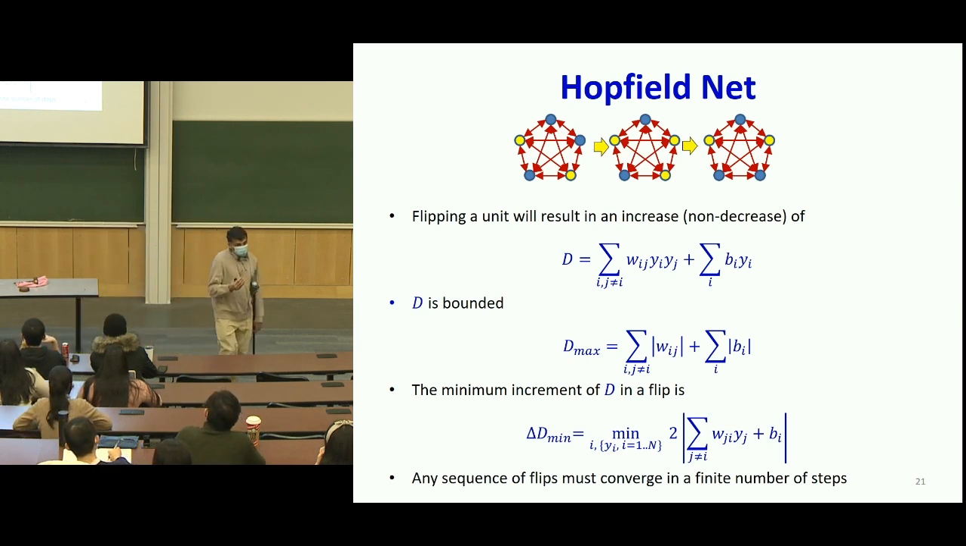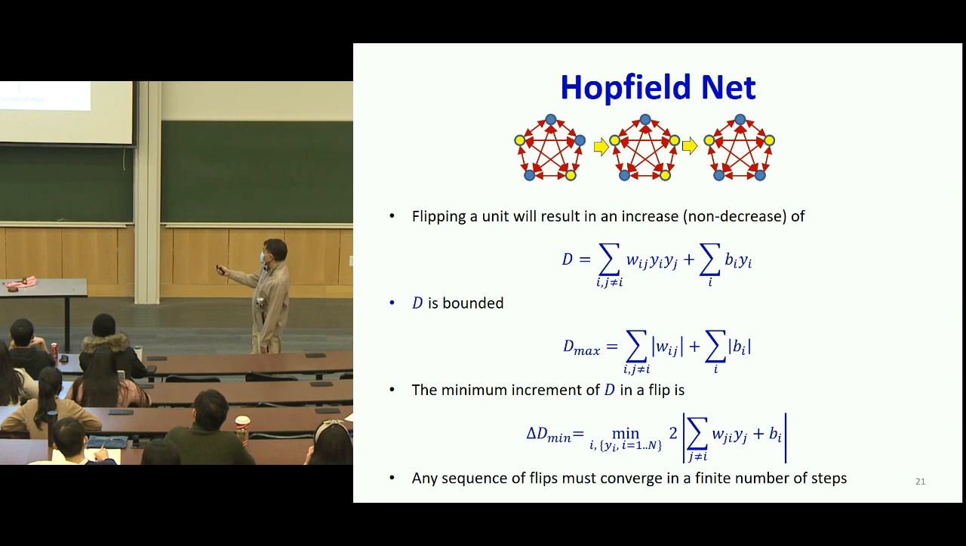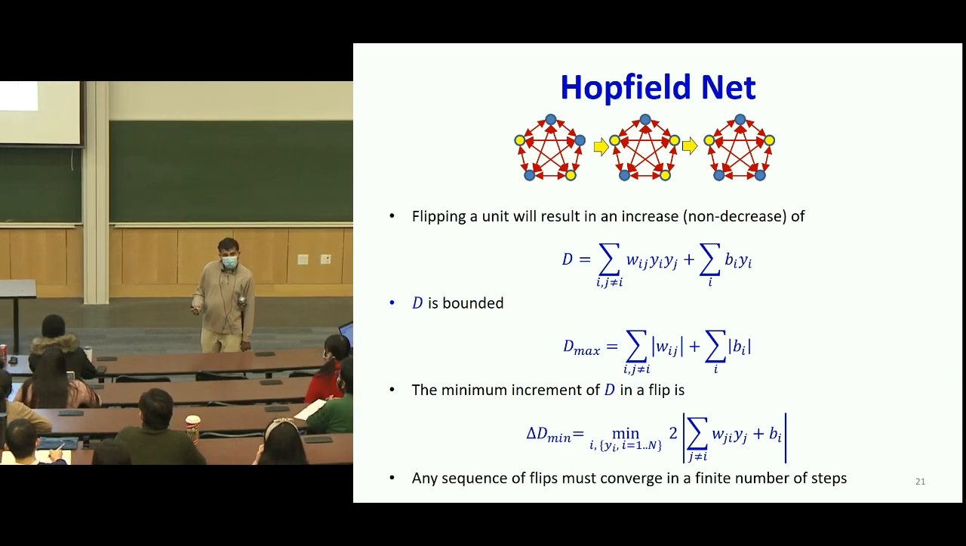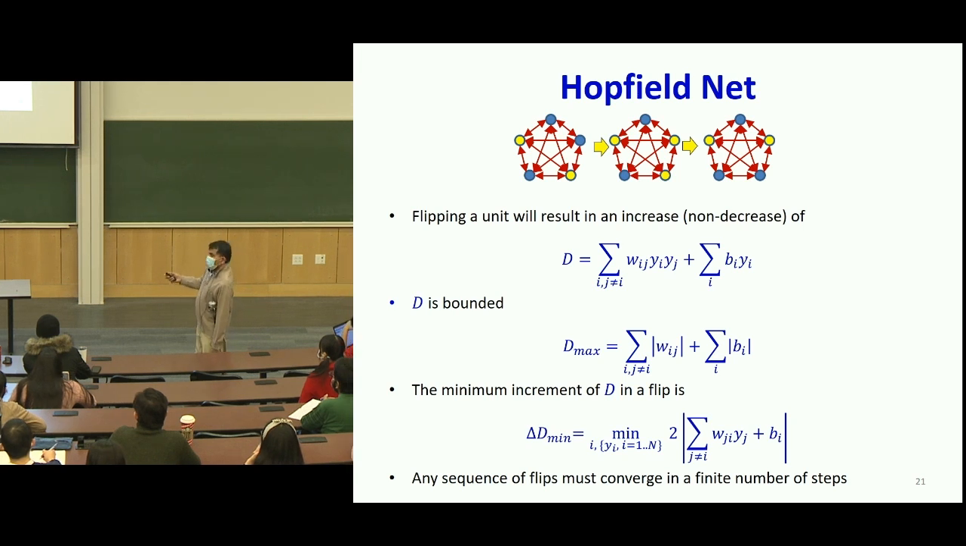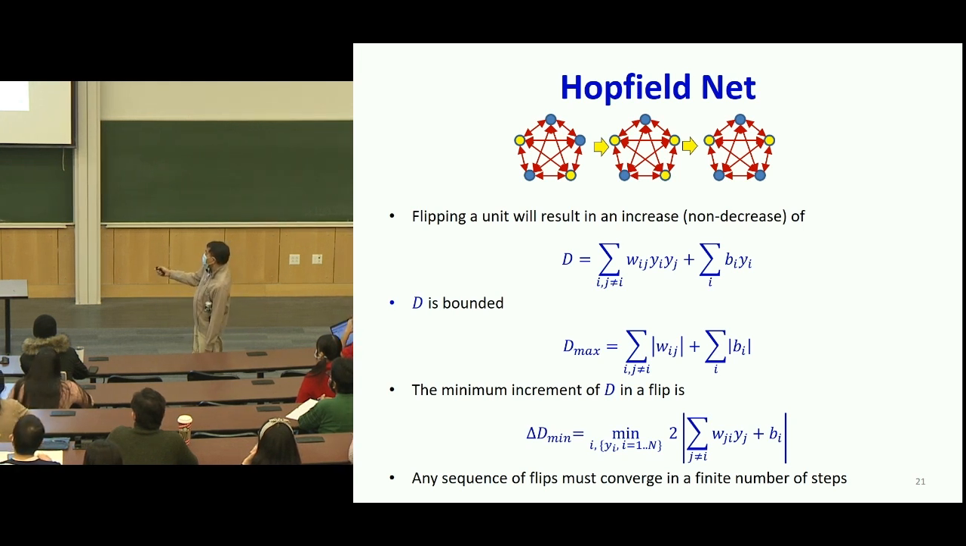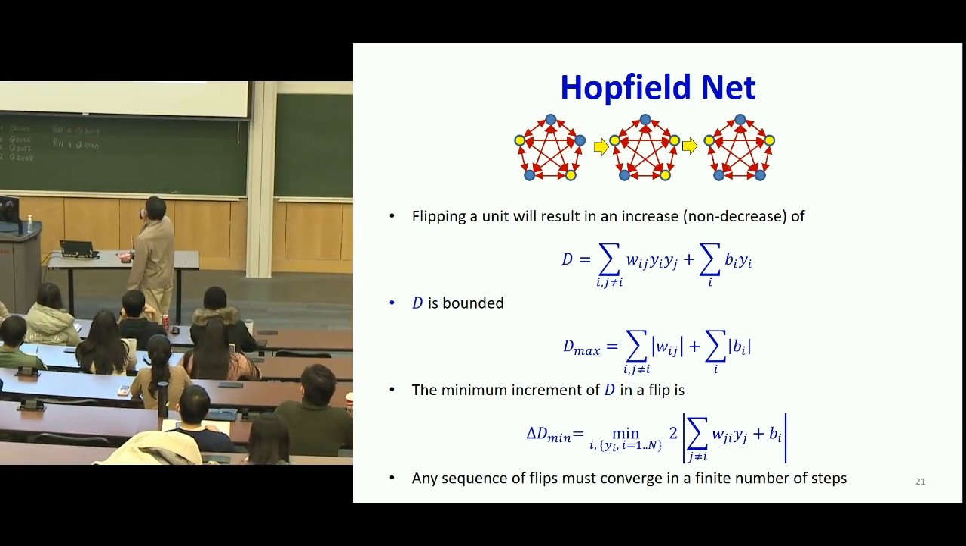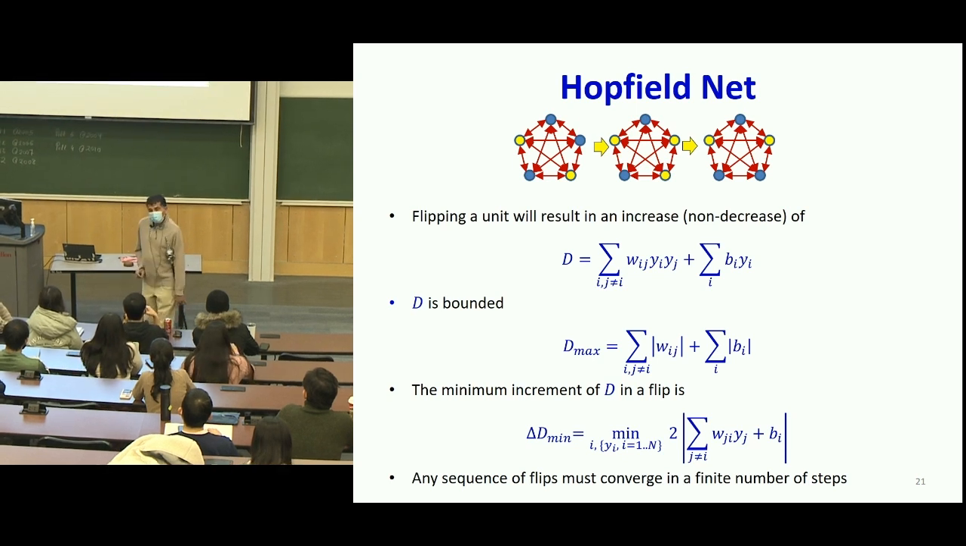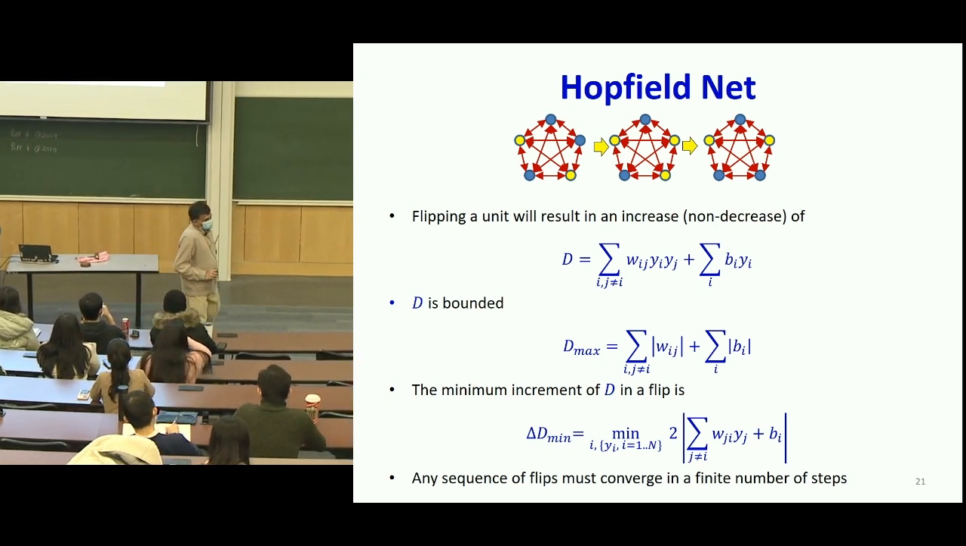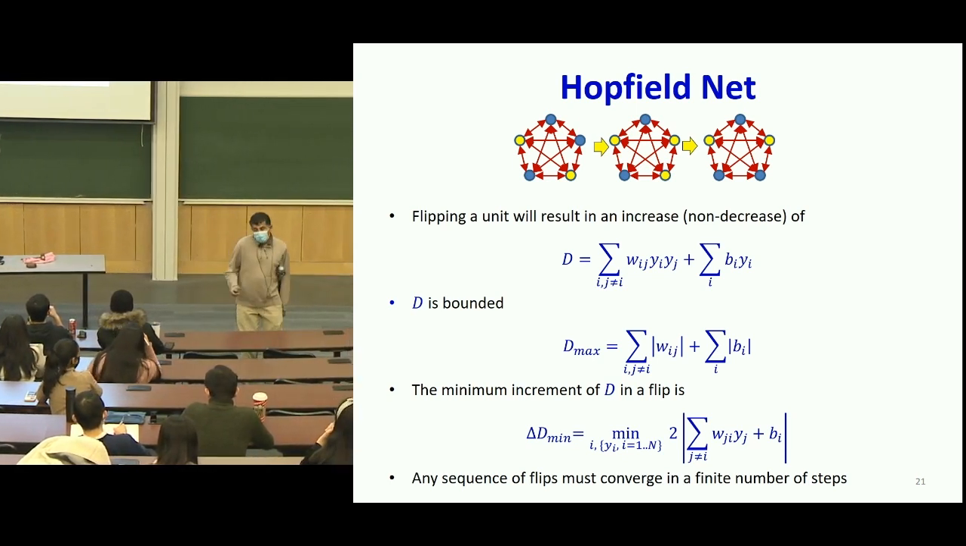There's an upper bound. You have the weights. The upper bound for yi yj is 1. In the best case, it's going to be 1, or the magnitude will be 1. So the upper bound for wij times yi yj is going to be the magnitude of wij. Similarly, the upper bound of bi yi is just the magnitude of bi. And so this term d has an upper bound.